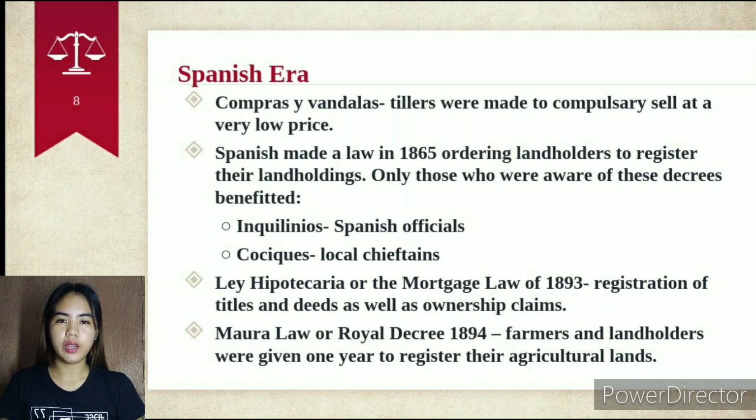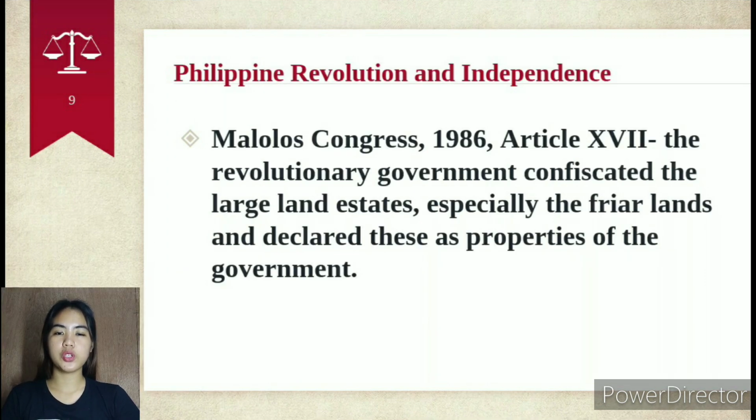So here, we can observe how abusive the Spaniards were towards our native farmers, as they made a law in 1865 ordering landholders to register their land holdings. Only those who were aware of these decrees benefited, such as the inquilinos or the Spanish officials and caciques or the local chieftains. As a result, many peasant families were driven out from their lands. Another law is the Ley Hipotecaria or Mortgage Law of 1893, on registration of titles and deeds as well as ownership claims. So this law is mainly a law on registration of properties rather than a mortgage law. Then we have the Maura Law or Royal Decree of 1894, where farmers and landholders were given 1 year to register their agricultural lands.